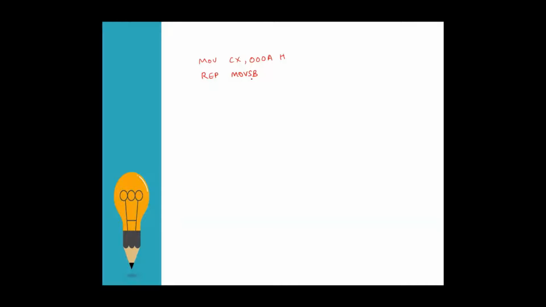Not 2 bytes at a time. MOVSB means it is going to be 1 byte at a time. But I have used the repeat prefix, so it's definitely not 1 byte. It is multiple bytes. Whenever I use REP, the number of bytes transferred depends upon the value of the CX register. What is the value in CX right now? 000A, that is 10. So 10 bytes are getting transferred.